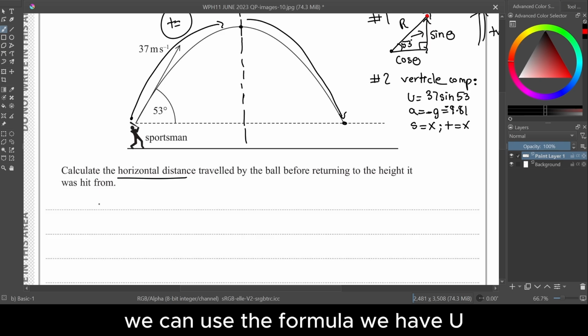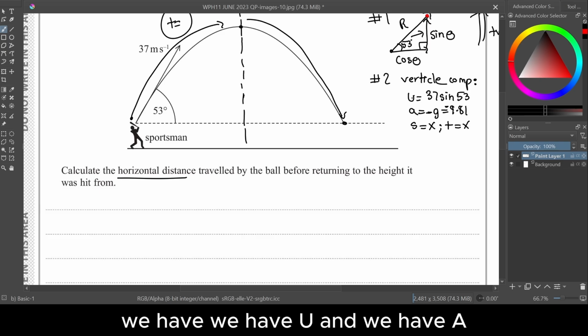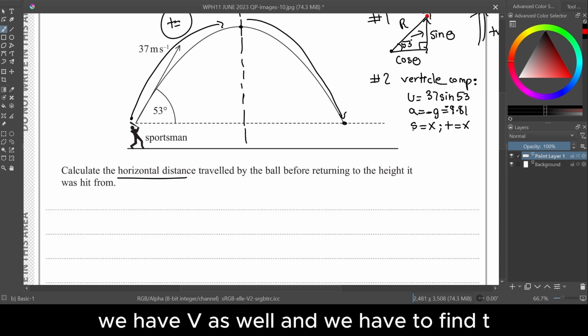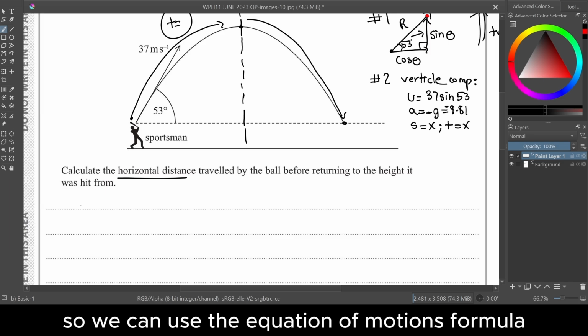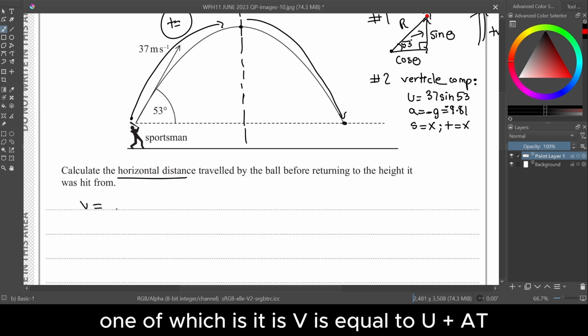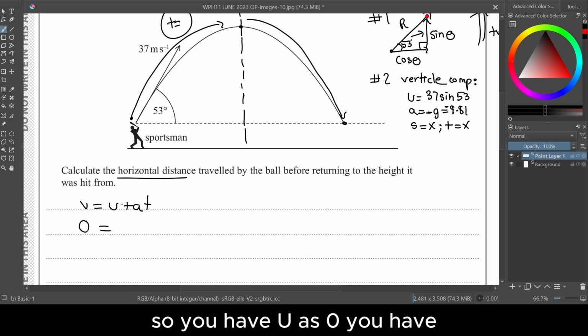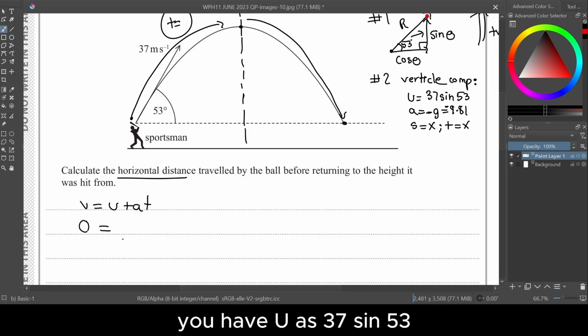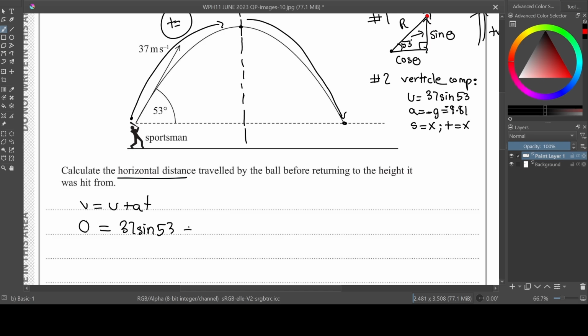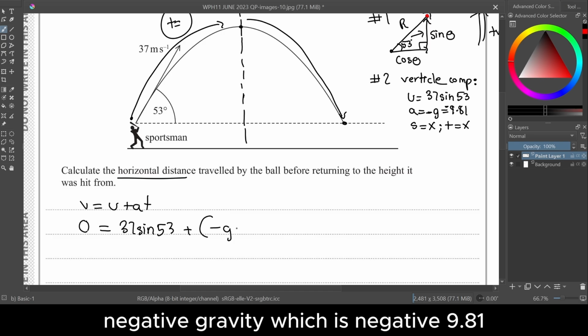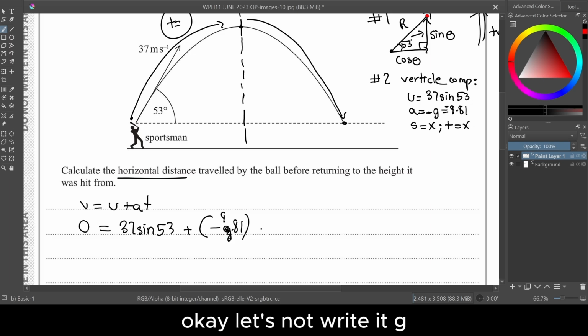We can use the formula. We have u, we have v as well, and we have to find t. So we can use one of the equations of motion, v is equal to u plus at. So you have v as 0, you have u as 37 sine 53, and you have a as negative gravity, which is negative 9.81. Okay, let's not write it g, and you need to find t.